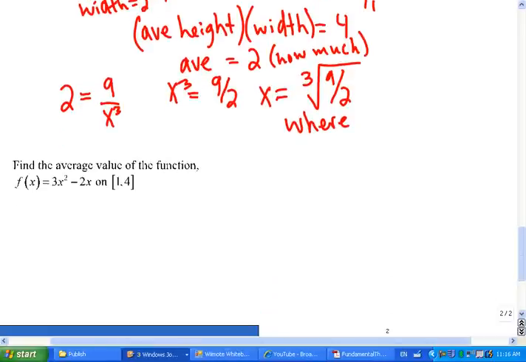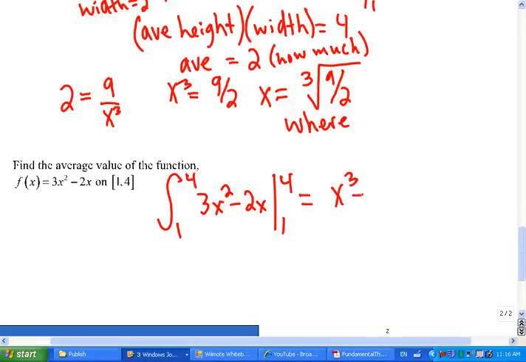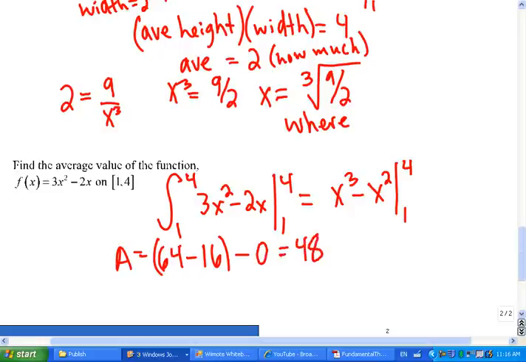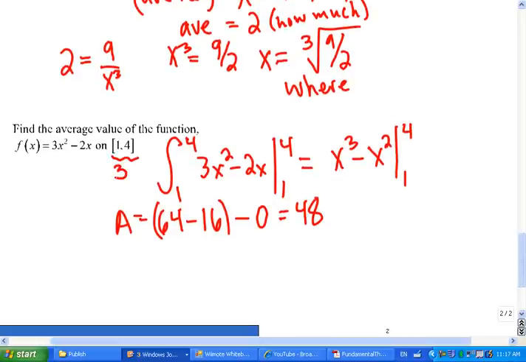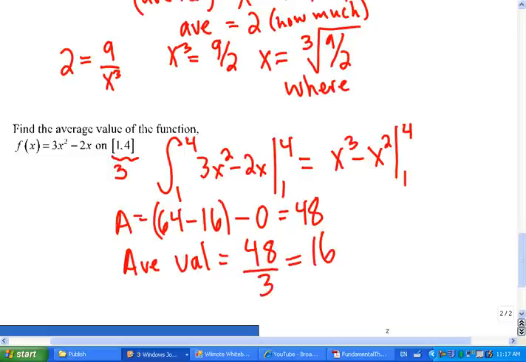Okay, so let's first start by figuring out how much area we've got. So the integral from 1 to 4 of 3x squared minus 2x. This is going to be x cubed, take away x squared, from 1 to 4. And the amount of area under this curve would then be 64 take away 16, subtract 0. So I would have 48. The area under this curve is 48 units. The width of the curve is 3 units. So if it's 3 units wide and I have 48 for the area, the average value is the area divided by 3, which means this block would settle down at 16. Okay.